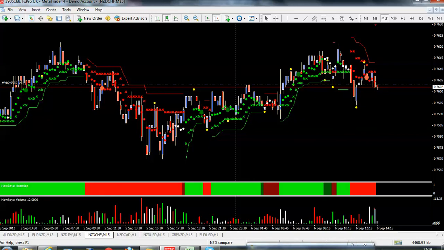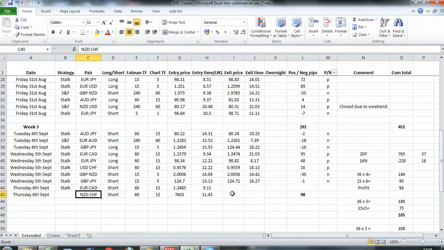So there you go, folks, that's the update so far for the couple of days. This week I'll do another video tonight to summarise Thursday's trades. So far up 98 pips for the week.